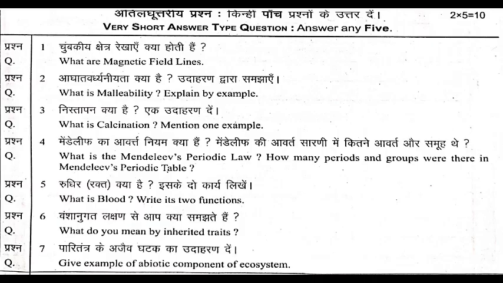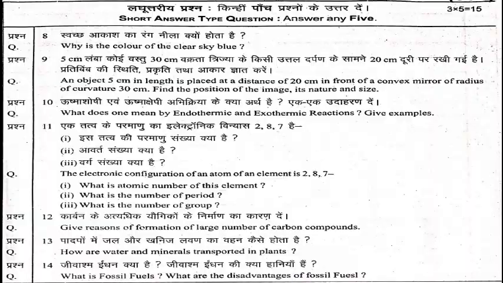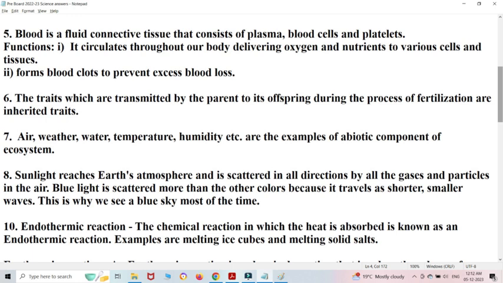7. Give examples of abiotic components of an ecosystem. Answer. Air, weather, water, temperature, humidity, etc. are examples of abiotic components of an ecosystem. 8. Why is the color of the clear sky blue? Answer. Sunlight reaches Earth's atmosphere and is scattered in all directions by all the gases and particles in the air. Blue light is scattered more than the other colors because it travels as shorter, smaller waves. This is why we see a blue sky most of the time.